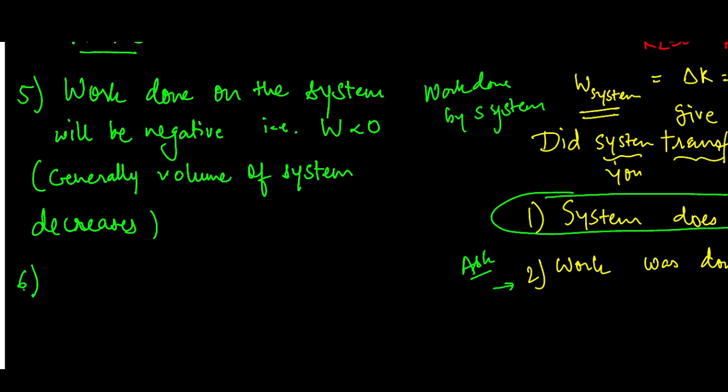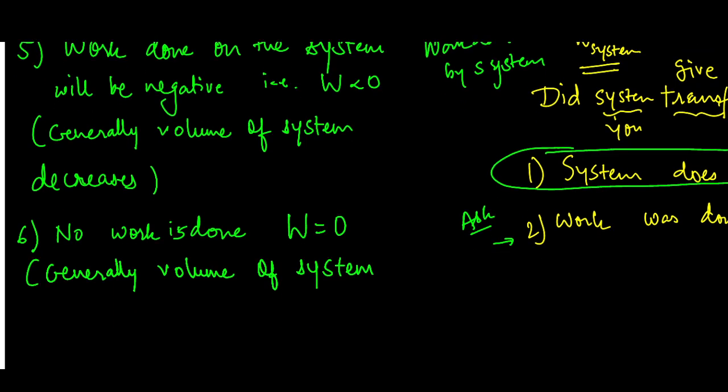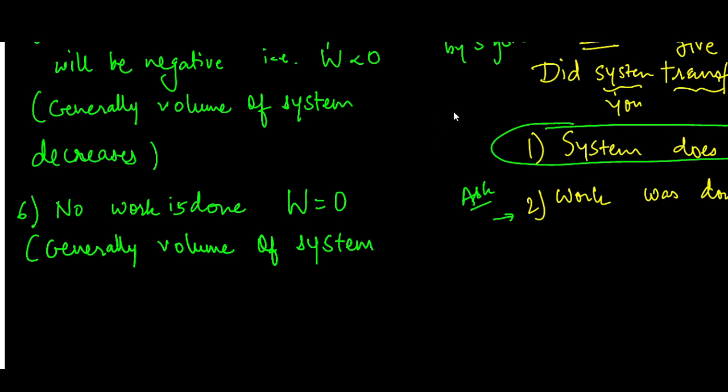Okay, and number 6, no work is done. Everything is useless. Okay, no work is done. Yes, that of course will give W equal to 0, and that would be generally volume of system remains constant. Nobody writes 'does not change'. Volume of system remains constant.